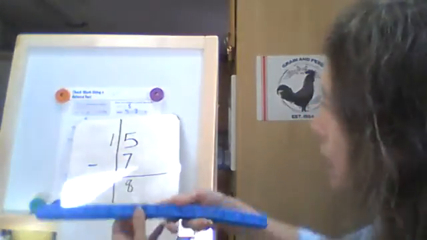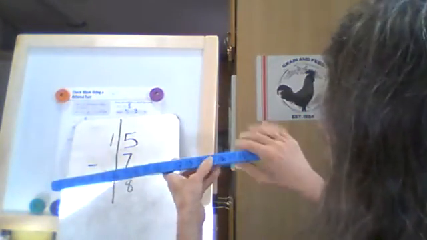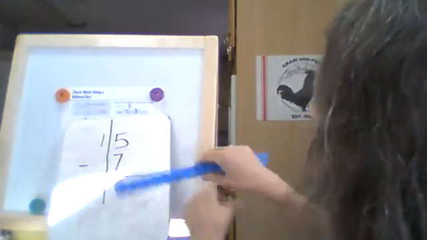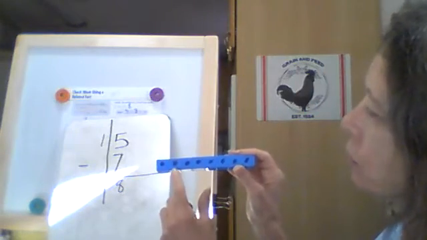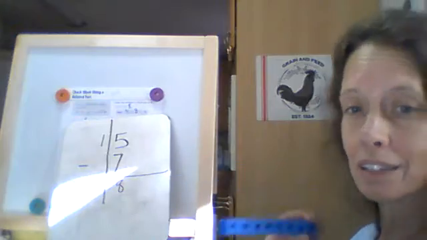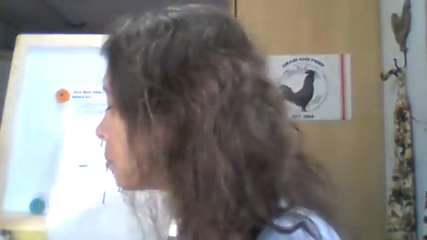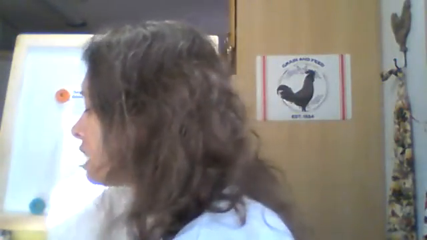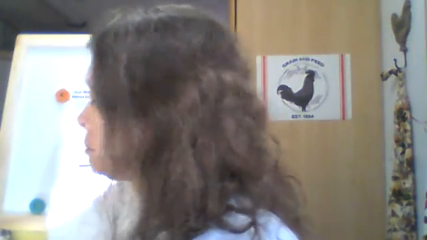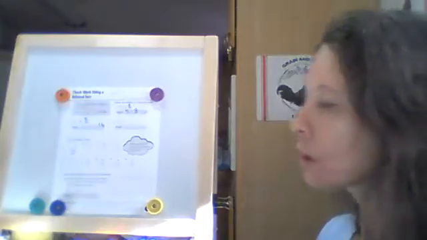Just to double check, I can use my subtraction sticks. Break off after 15. Break off after 7. Count them up. We have 1, 2, 3, 4, 5, 6, 7, 8. Did I get it? Yes, I did. So if you're trying a method and you think you've got the answer, you can always use another one to check. Okay? So my answer here was 8.